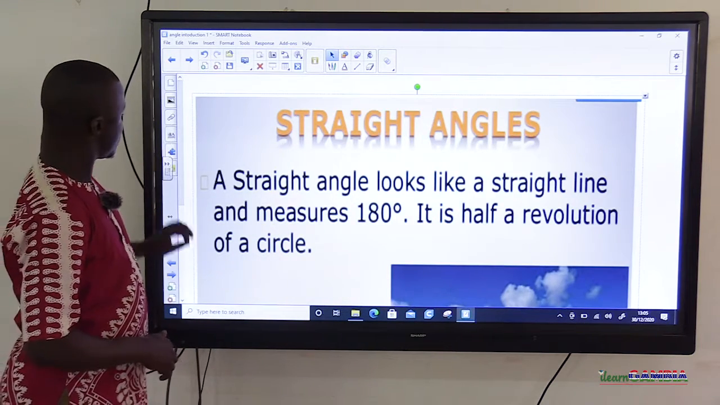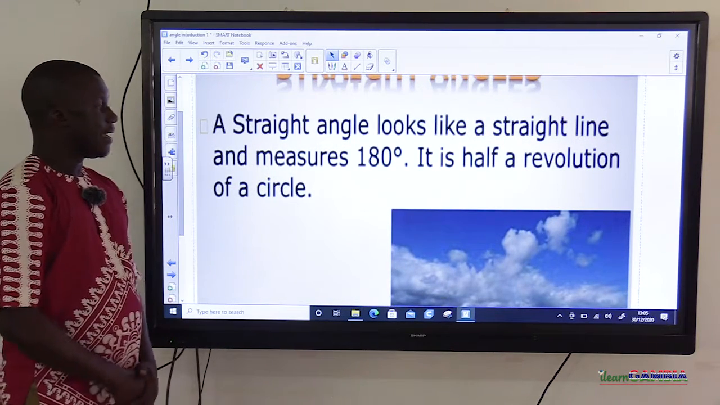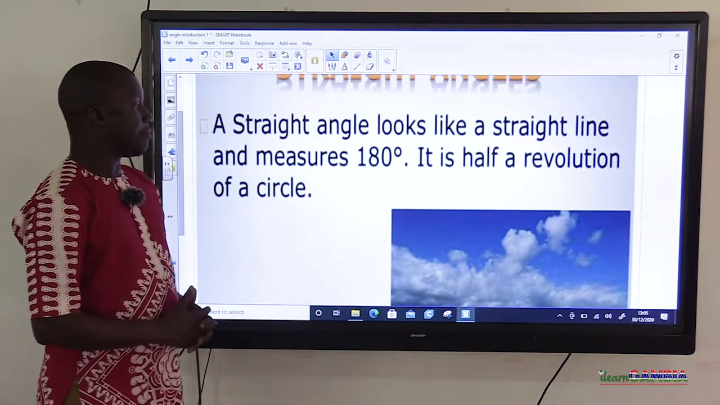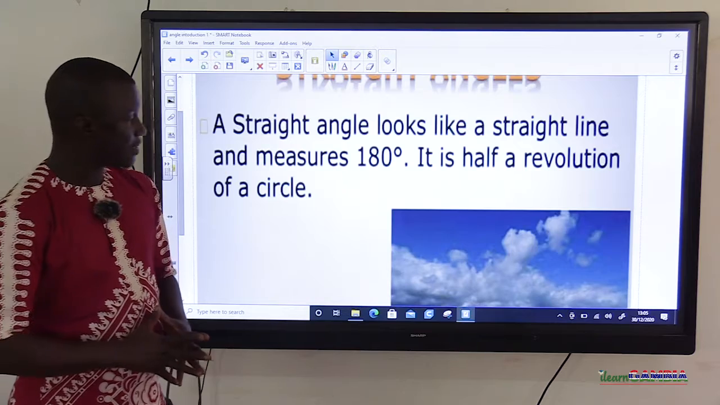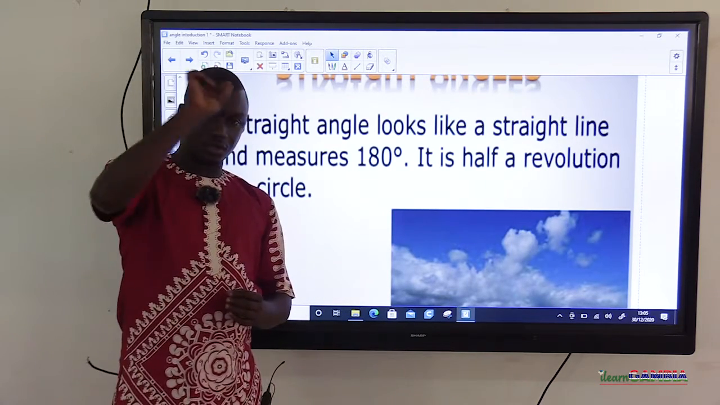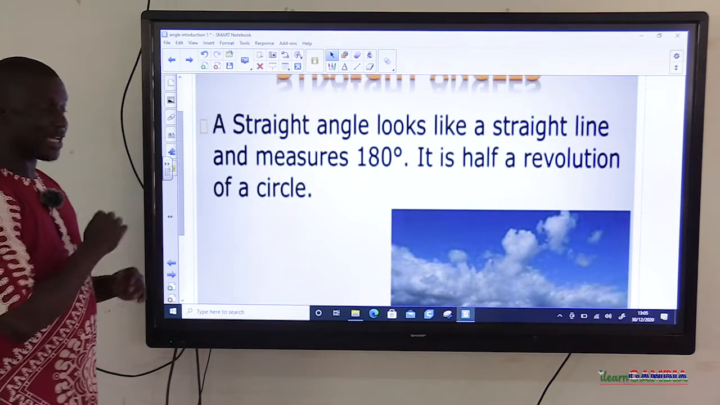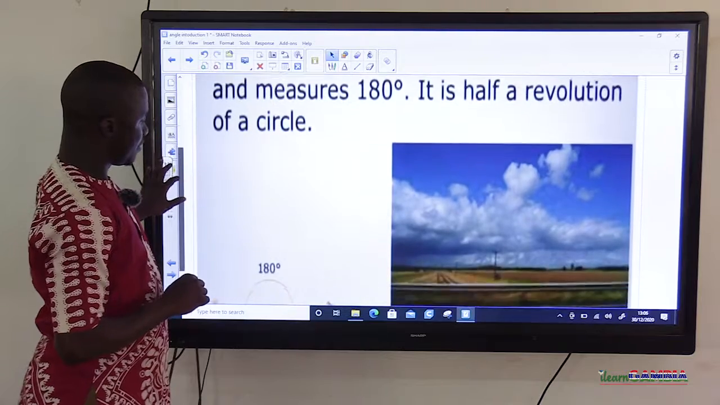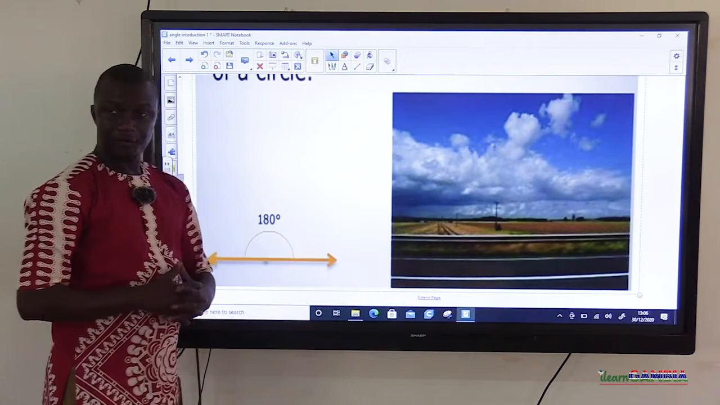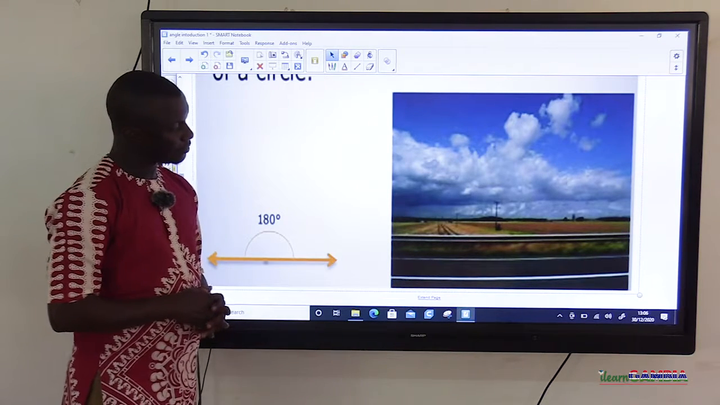Straight angles. A straight angle looks like a straight line and measures 180 degrees. It is half of a total revolution, okay? Or half of a revolution of a circle. This is an example of a straight angle here, which measures 180 degrees.